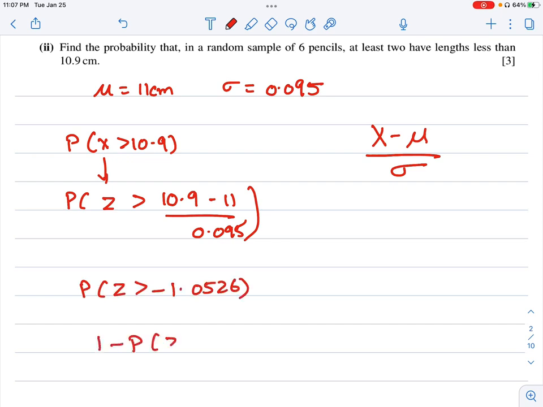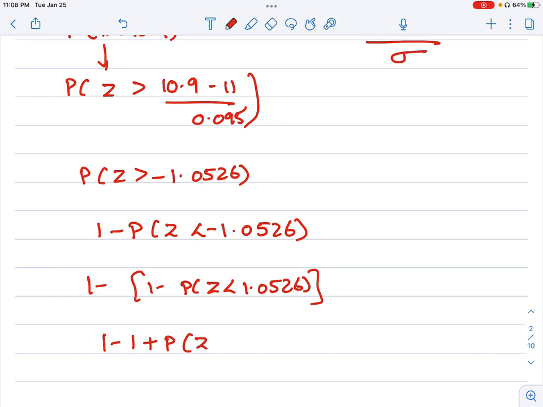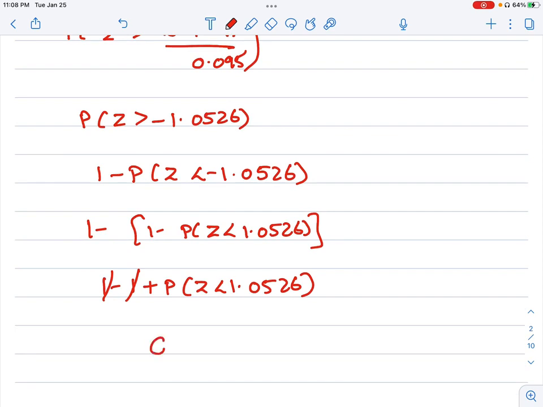Whenever I convert greater than to lesser than, z less than, I use 1 minus. One more time, 1 minus whenever I convert negative to positive, 1.0526. So 1 minus, minus of minus is plus, z less than 1.0526. 1 and 1 get cancelled. See from the normal distribution table, its value will be 0.8538. 3 significant figures, 0.854.